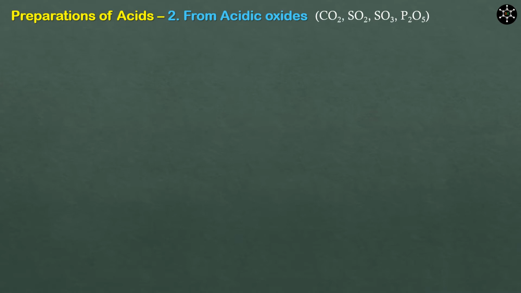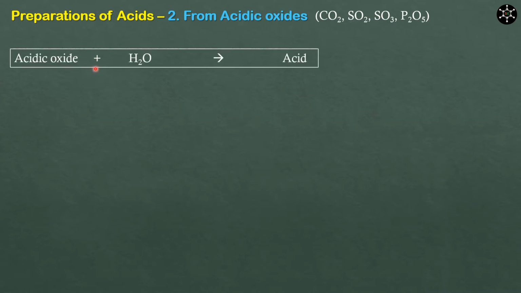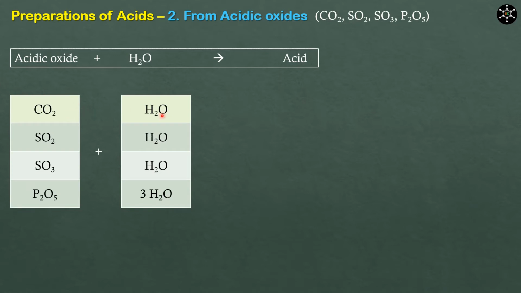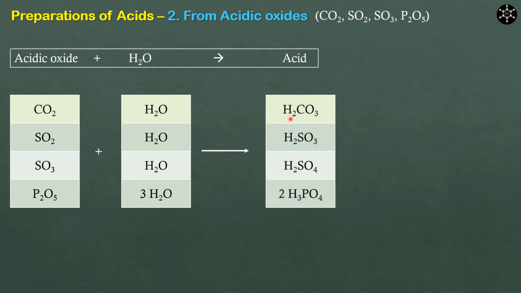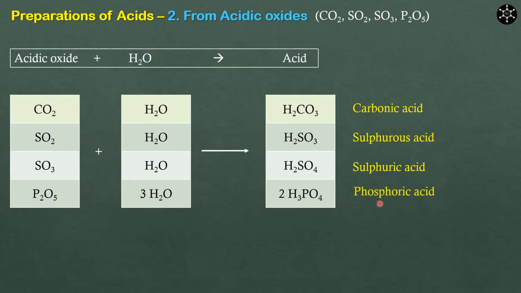Second method is from acidic oxides. We are considering these cases. When acidic oxide is dissolved in water, it gives us acid. When carbon dioxide is dissolved in water, it gives us H2CO3, that is carbonic acid. Sulfur dioxide dissolved in water gives us H2SO3, this is sulfurous acid. Sulfur trioxide dissolved in water gives us H2SO4, this is sulfuric acid. Phosphorus pentoxide dissolved in water gives us H3PO4, this is phosphoric acid.